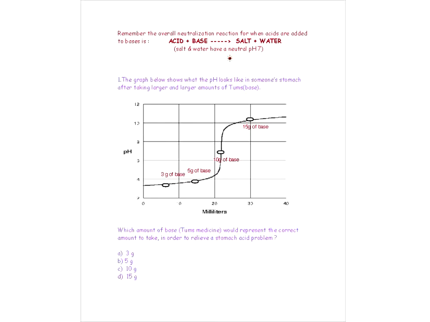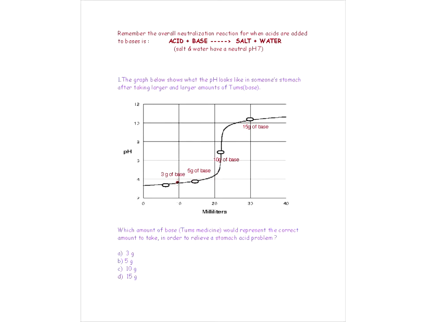So let's check out the first question here. The first question says, the graph below shows what the pH looks like in someone's stomach after taking larger and larger amounts of Tums, which is a base. And the question says, what amount of base, in other words, Tums medicine, would represent the correct amount to take in order to relieve a stomach acid problem? We're starting off with a low pH when we have a stomach acid problem. We're adding greater and greater amounts of base, and we're asking ourselves the question, what's the correct amount of base?